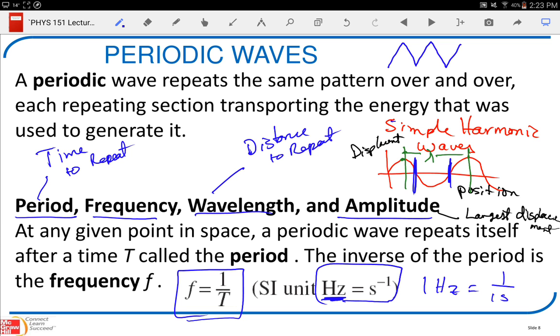It's what? Where you're just going from like a node to a node to a node. Actually, node only applies if you're talking about a standing wave. I know what you mean. Yeah.